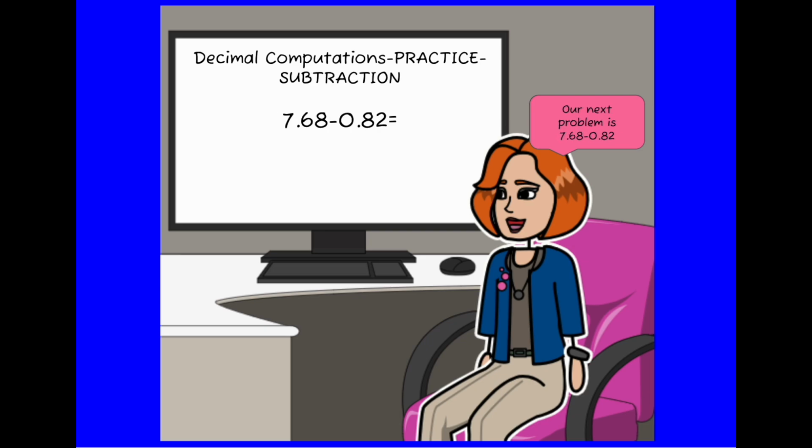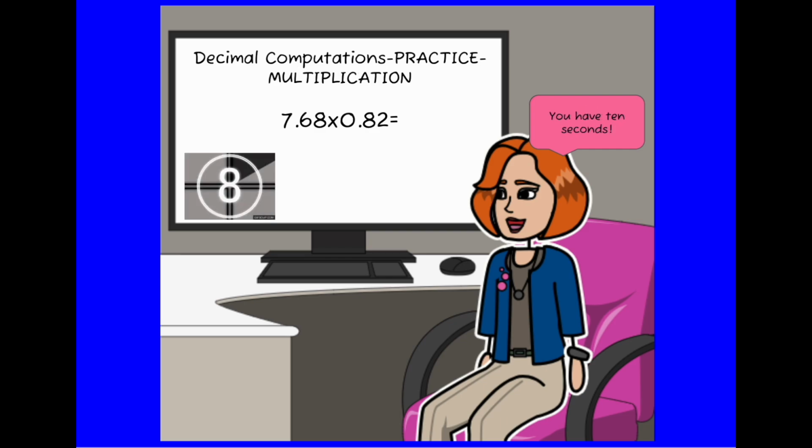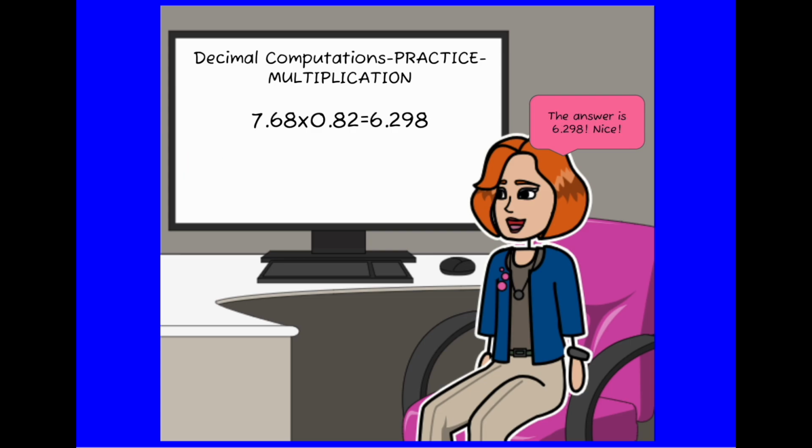Our next problem is 7 and 68 hundredths minus 82 hundredths. You have 10 seconds. 5, 4, 3, 2, and 1. The answer is 6 and 298 hundredths.